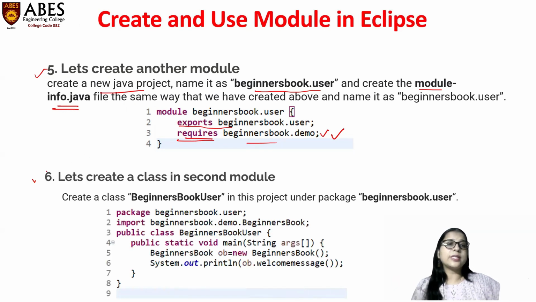Now the sixth step is you have to create a class in the second module. The second module, that means the second package, which is beginnersbook.user.